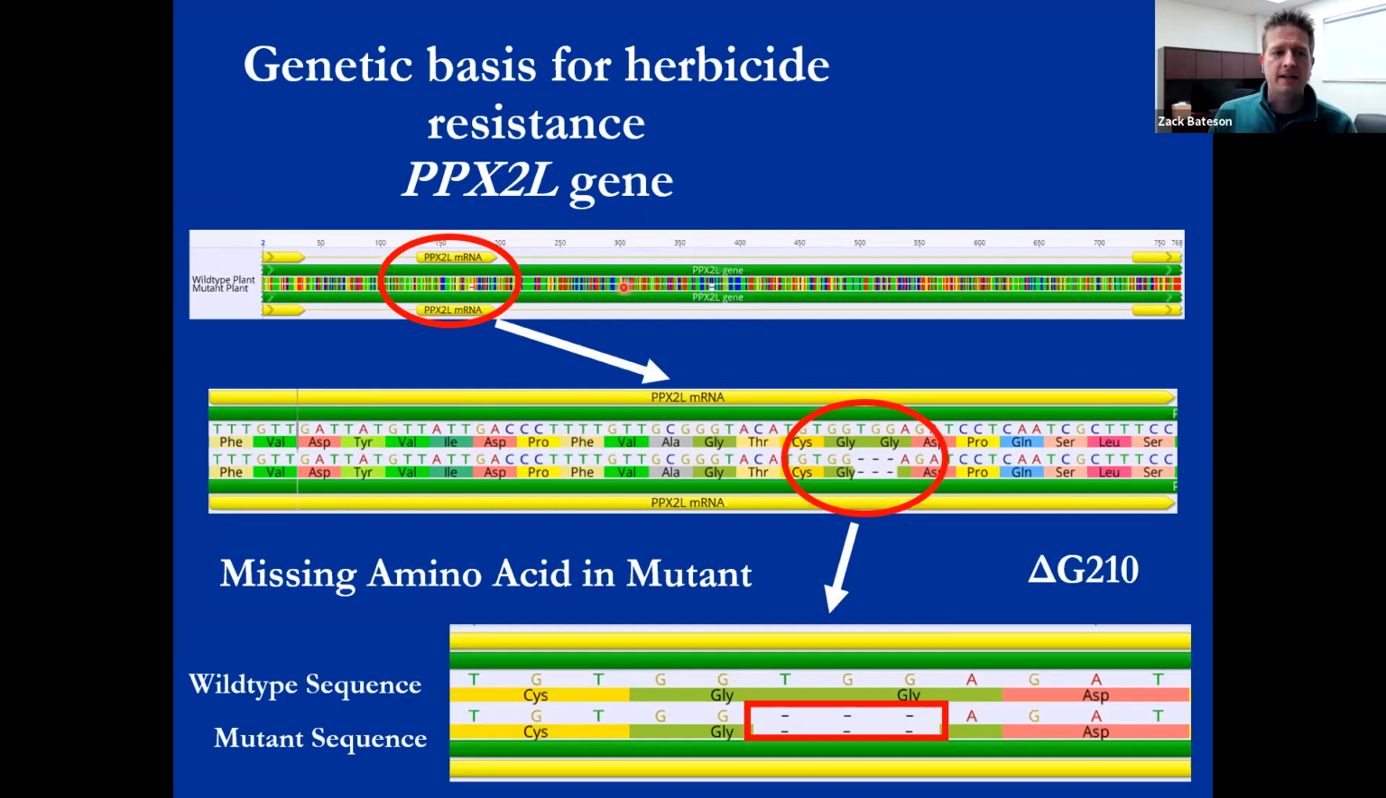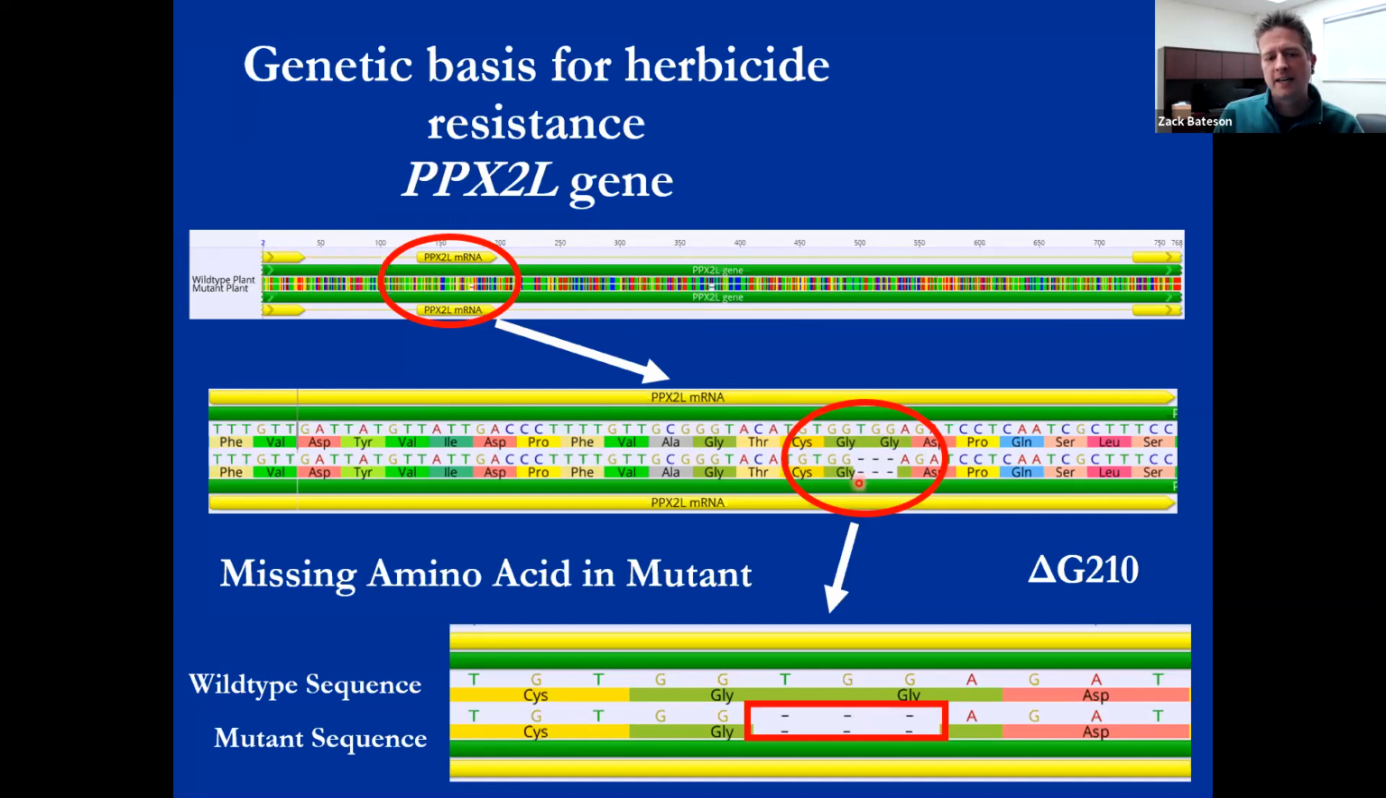And first, I want to kind of talk about the genetic basis of it. So what I'm showing you here is an alignment of two nucleotide sequences, 2 DNA sequences of a portion of this PPX2L gene found in Palmer amaranth. There's a wild type sequence on top and a mutant or a resistant genotype on bottom. And so what I'm doing here in this first red circle here is I'm zooming in on an exon. So this is the exon zoomed in.